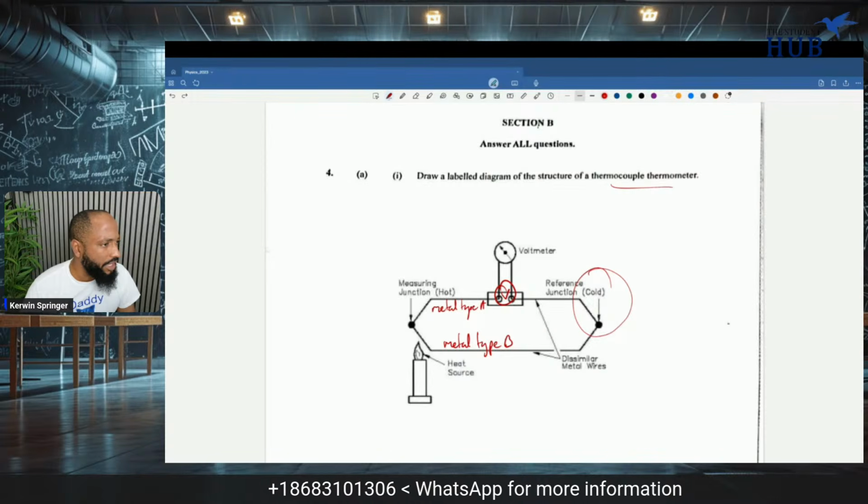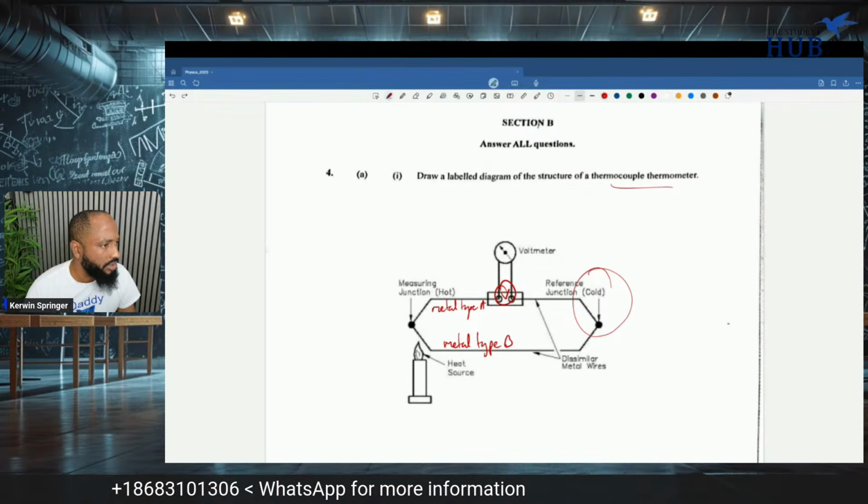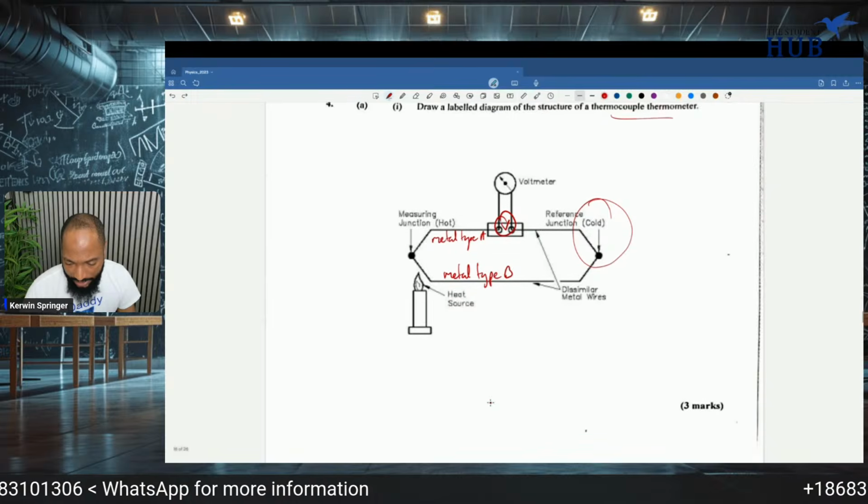I have another way that I see it drawn, like this.